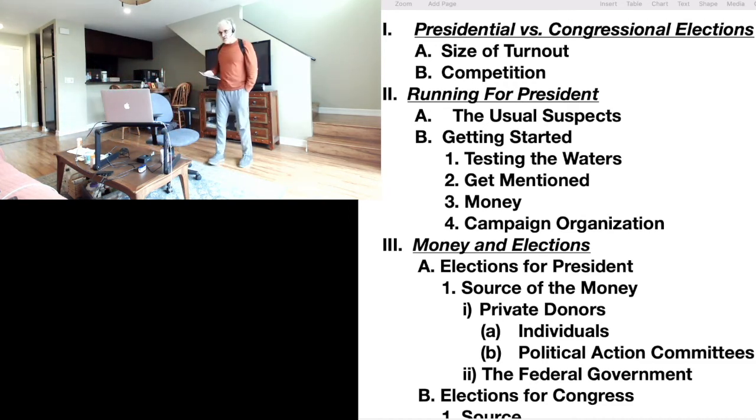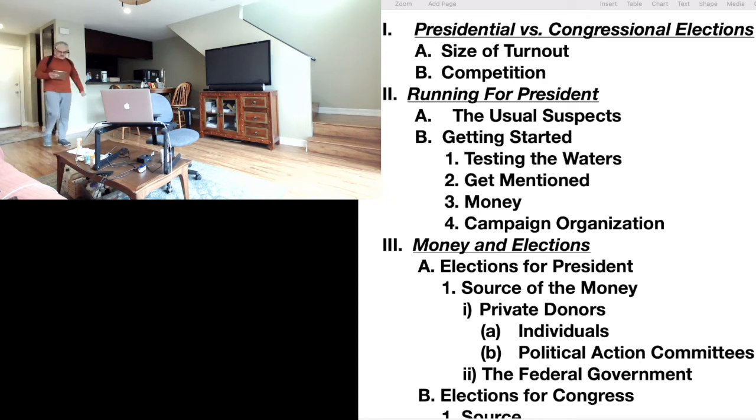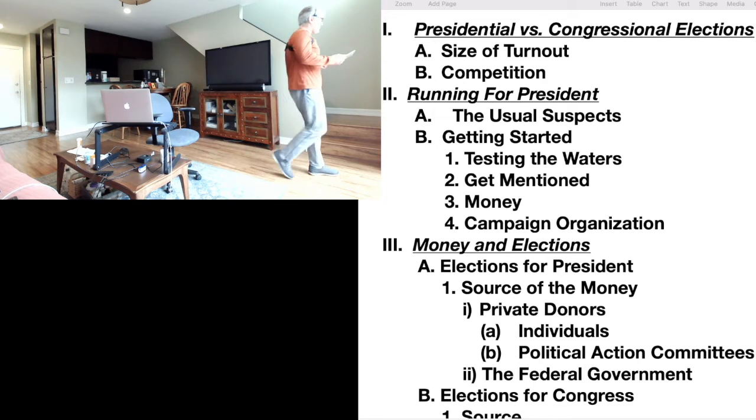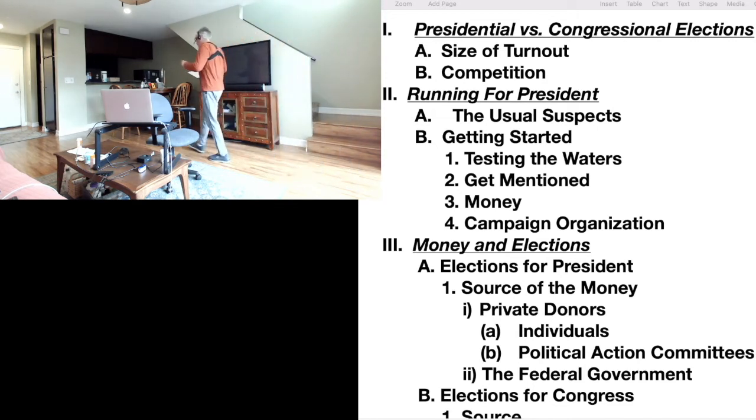So we ask the question, what is the source of the money? Where does the money come from? First, individuals, individual donors. Now, individual donors are of two subtypes. Okay, so private donors, first thing is private donors, and then you have individual donors. These individual donors can either be citizens or green card holders. Okay?